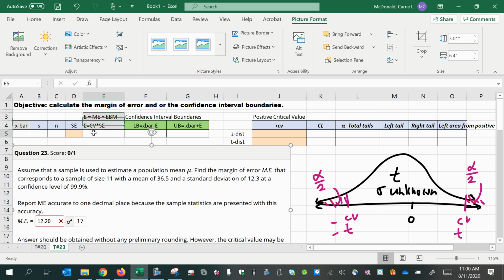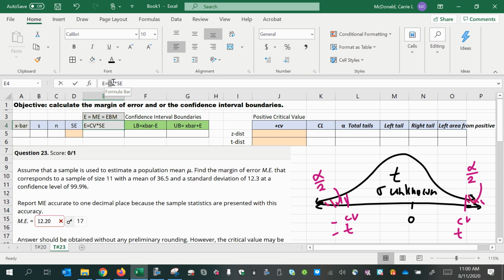And the way you calculate it is you take your critical value times the standard error. So if we are calculating interval boundaries for a population mean, meaning we want to take the sample mean, which is our point estimate, and add a margin of error and subtract a margin of error to create an interval of estimations for the population mean, then we will use this margin of error. So for the left boundary, the lower boundary of our confidence interval, the sample mean minus the margin of error, and for the upper boundary, the sample mean plus the margin of error.